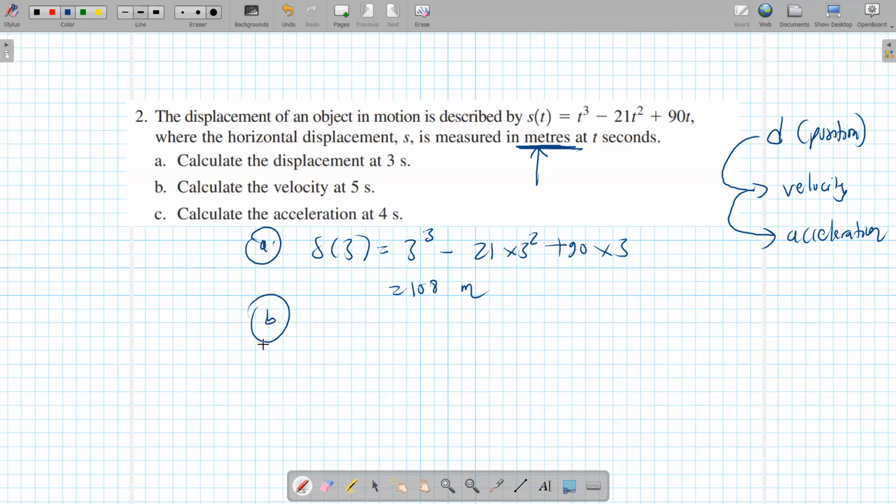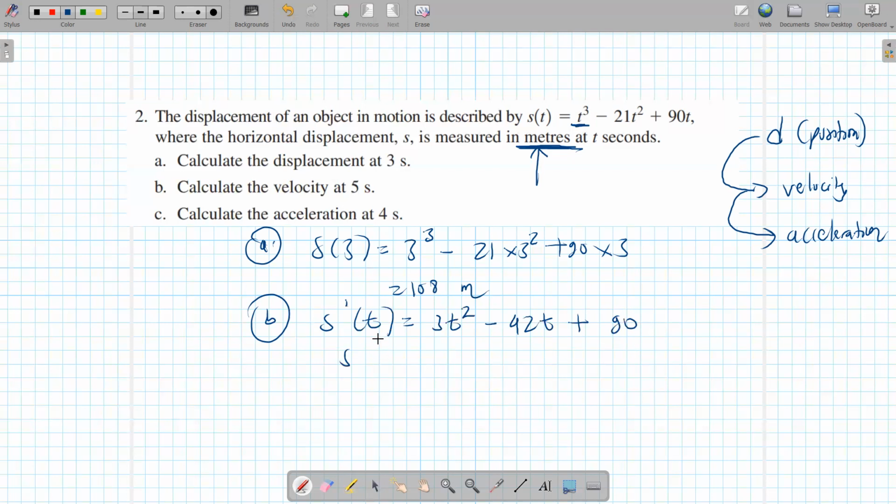B, calculate the velocity at 5 seconds. What do we do now? You find the derivative. Okay, what would that be? It's pretty simple, right? T cubed, the 3 is going to come in the front, and it becomes T squared. And then what about the next one? The 2 comes in the front, that becomes 42t. The last one, what's the derivative of that? You're left with 90. Yeah, that's it.